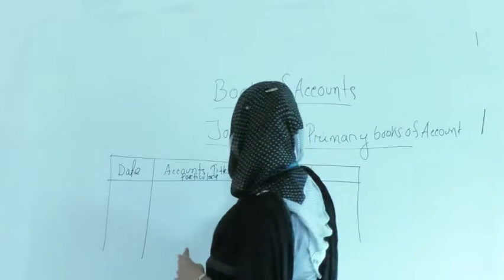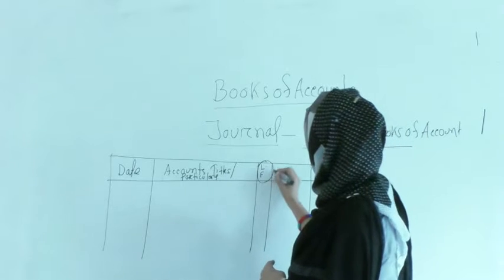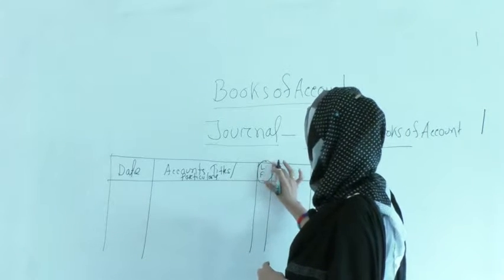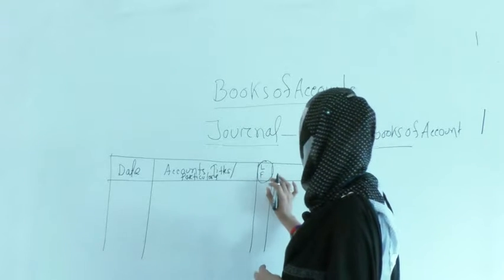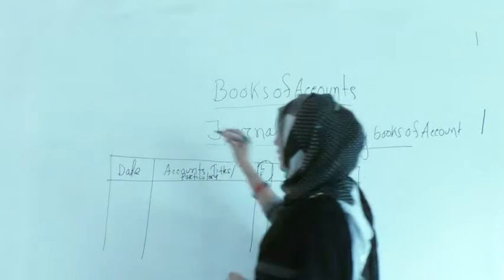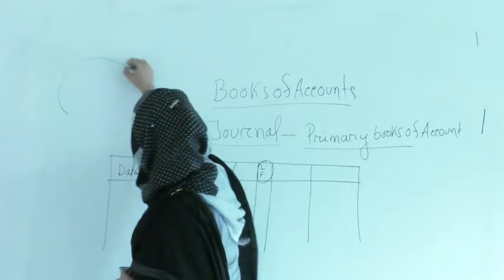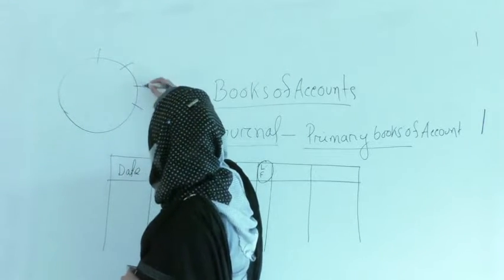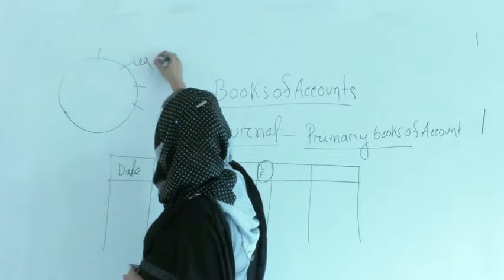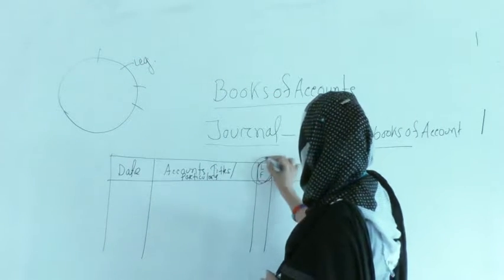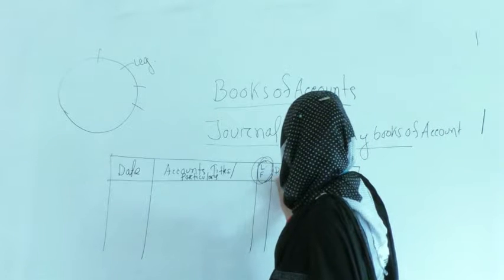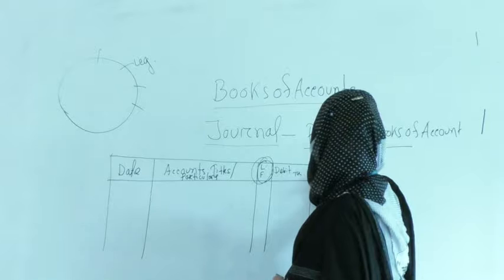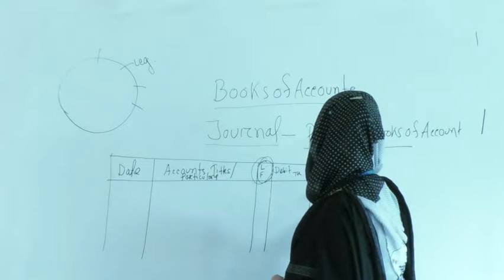Then LF. What is called LF? This LF means ledger folio. In the ledger chapter, I will discuss this. You have to know that in our accounting, there is an accounting cycle. In the accounting cycle, there is a ledger. This is called the ledger folio column. Then debit, taka, and the last column is credit, taka.